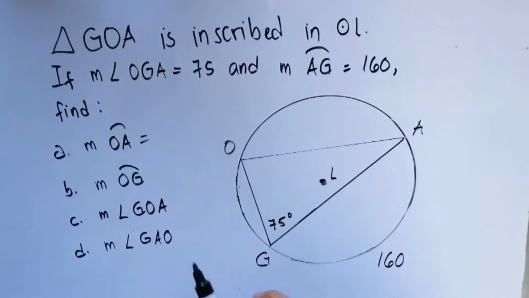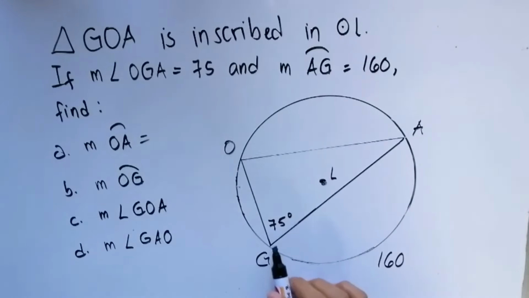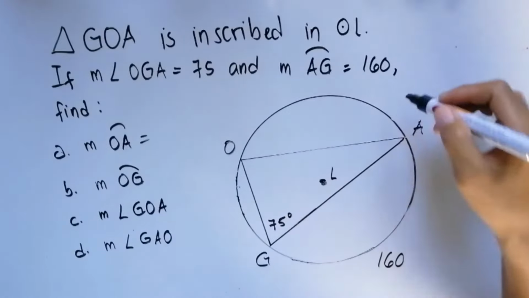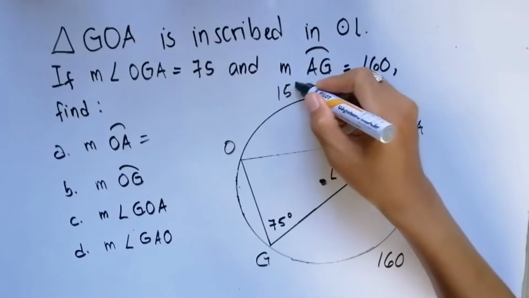Triangle GOA is inscribed in circle L. If the measure of angle OGA is 75 and the measure of arc AG is 160, find the measure of arc OA. So the measure of this arc is twice the measure of this inscribed angle. So if this is 75, then the measure of this intercepted arc is 150.